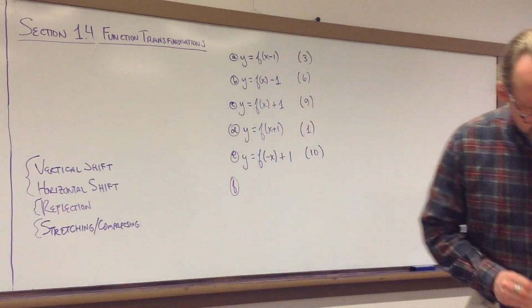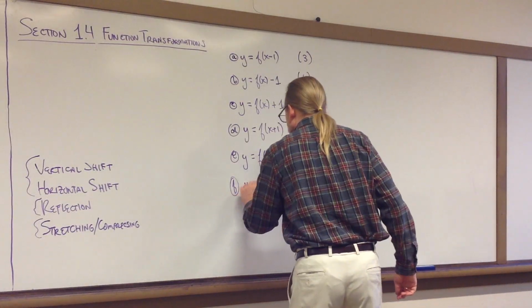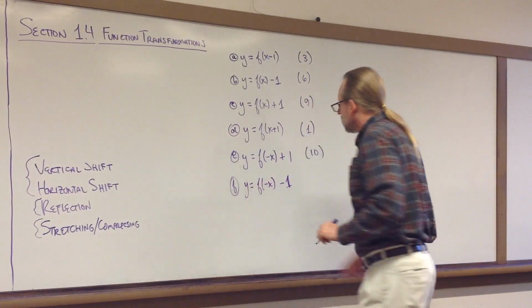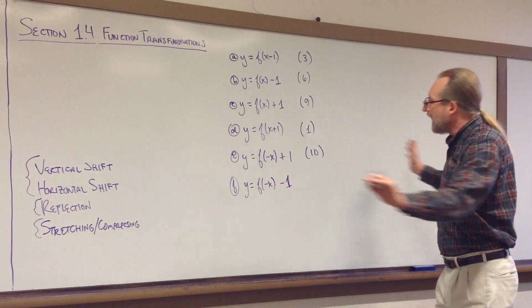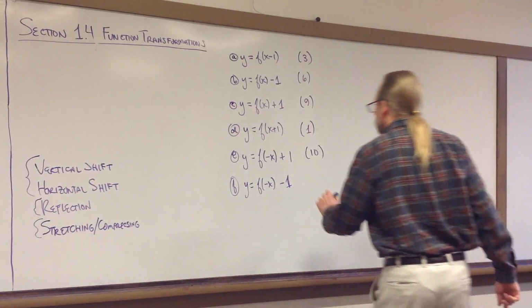F, what do we got here? F of negative x minus 1. Well, that's going to be the opposite. It's still going to get reflected across the y-axis, but then it's going to shift down 1 unit, and that's going to be 11.